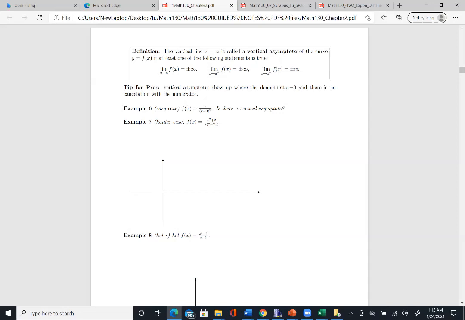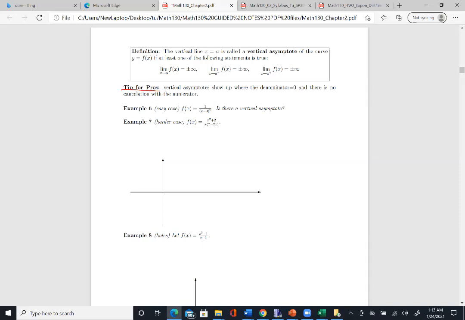All right, so a tip for pros. Vertical asymptotes show up where the denominator is equal to 0, right? When you see a denominator and you want to find the vertical asymptote, you can just make the denominator equal to 0. Okay.